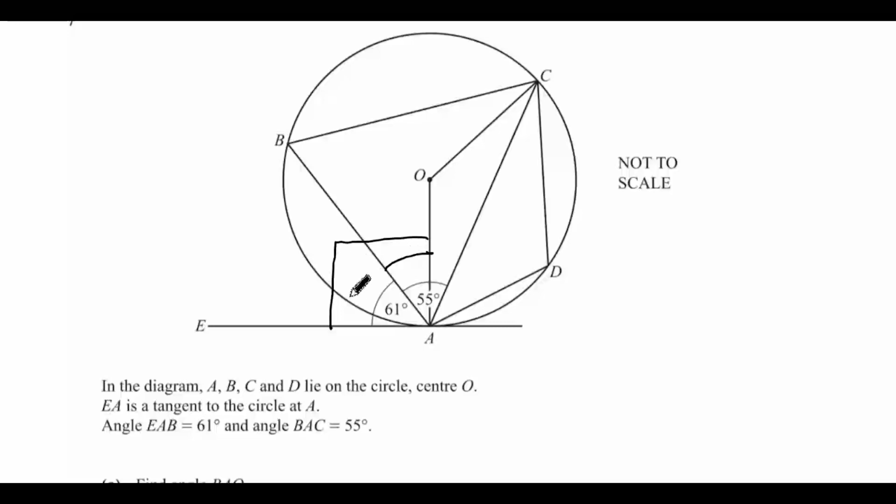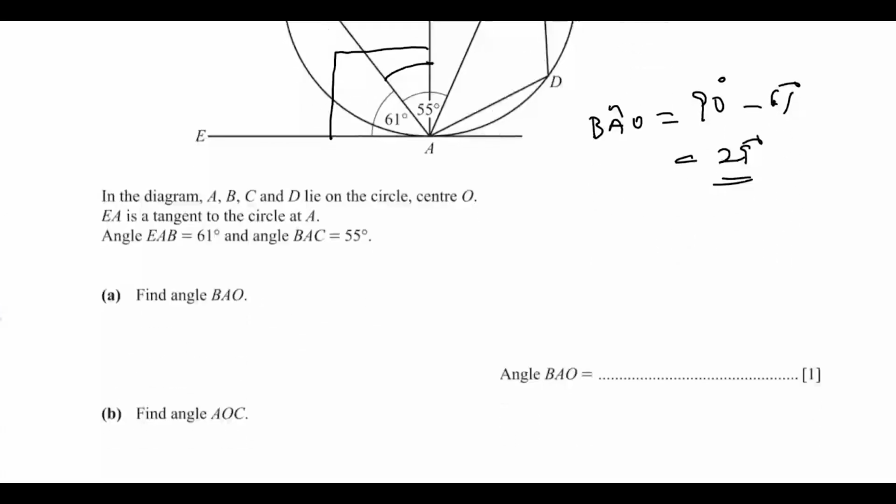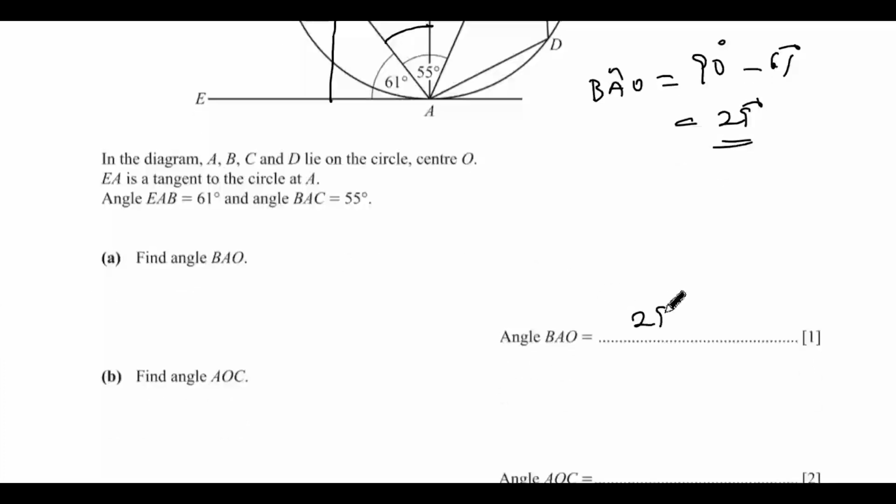That means these two angles must add up to 90 degrees, from the tangent to this radius, and we already know that this one is 61 degrees. So it will be very easy to get BAO, because BAO will be the remaining part. BAO equals 90 degrees, that's the total angle there, minus 61 degrees, and that will give us 29 degrees. So that's the value of BAO. Let's scroll down and write 29 degrees here.